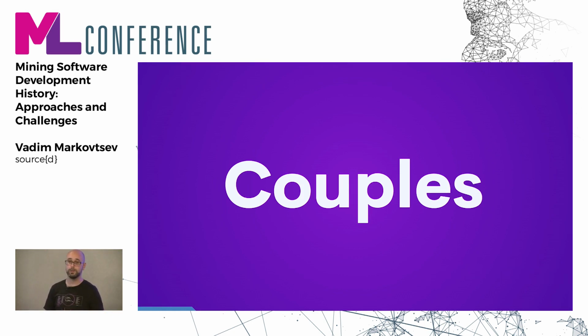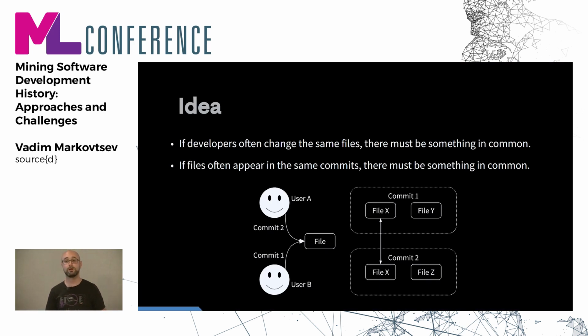The first is coupling. The idea of mining couples is as follows. Imagine that several developers commit to the same file quite often. Maybe something is common for these developers since they work on the same files, right? Maybe they're in the same team, maybe they have the same experience. I don't know, but this is suspicious, right? So how about trying to visualize it or capture these couples somehow?